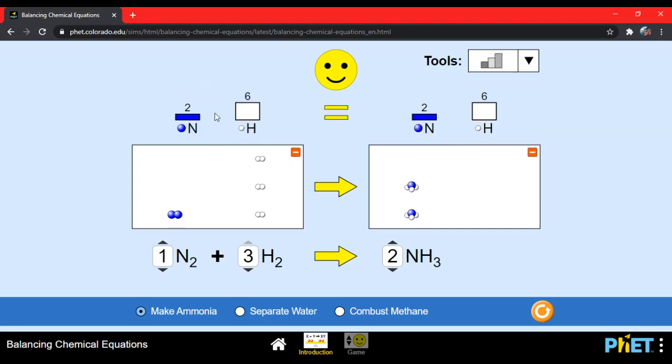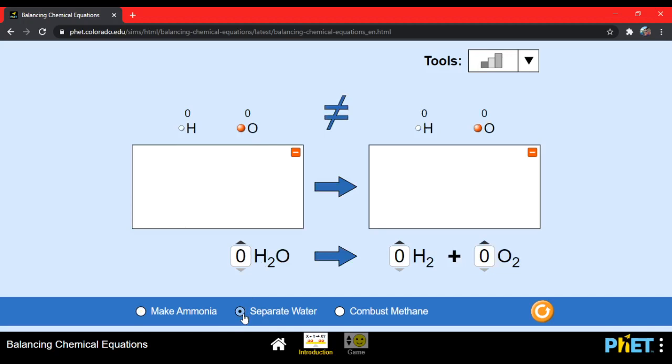If you put it this way, in the bar graph, you can see that the number of atoms of nitrogen is balanced with the number of atoms of nitrogen on the product side. And your hydrogen here is also balanced on the product side. So that's how you balance your chemical reaction. We have more of that in the next few slides.